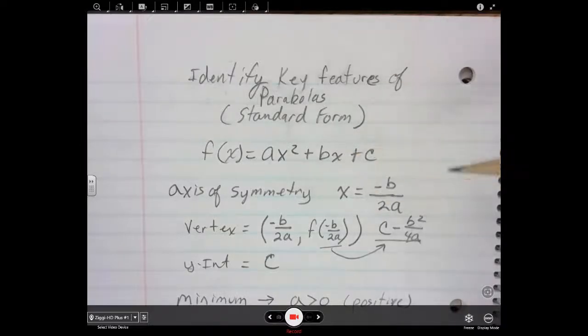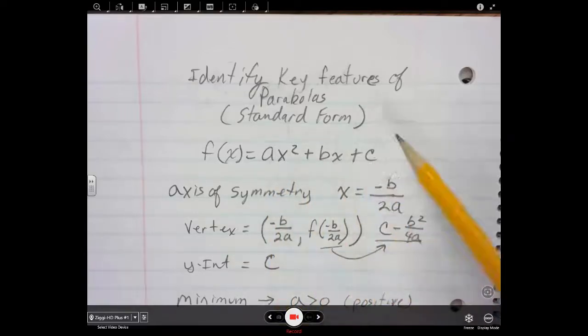Hello and welcome back. For this video we're going to identify some key features of parabolas, or quadratic equations or functions, but from standard form. And here's a quick reminder of what the standard form or general form looks like: ax squared plus bx plus c, the same letters a, b, and c you need for the quadratic formula.